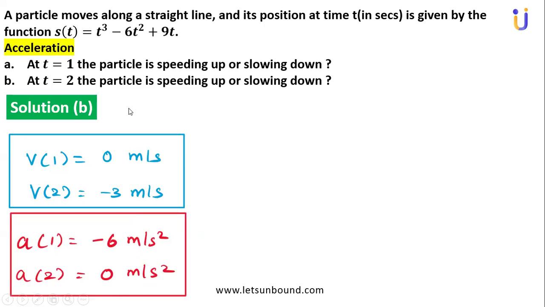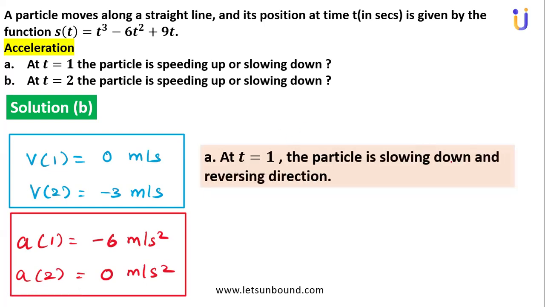Now, for part A, you have to say at t equal to 1, velocity is 0 and acceleration is negative 6. We know if they have the same sign, it's speeding up; different signs, slowing down. But in this first one, the particle is slowing down and reversing direction. There is a change in direction, right? So the particle is slowing down and reversing direction is the very important interpretation we have to give.